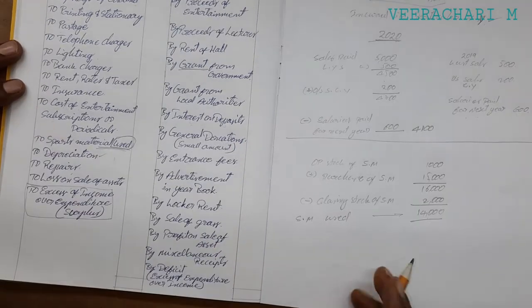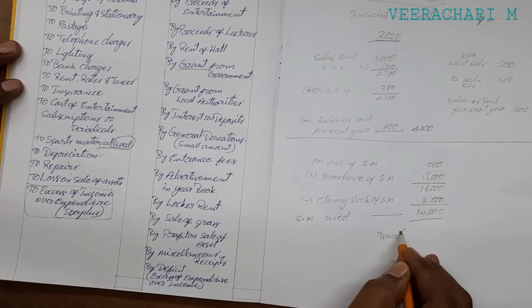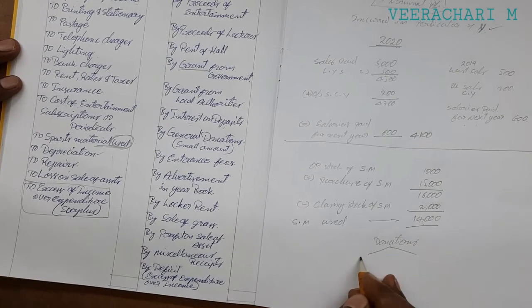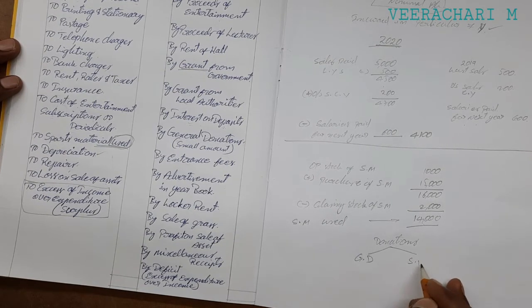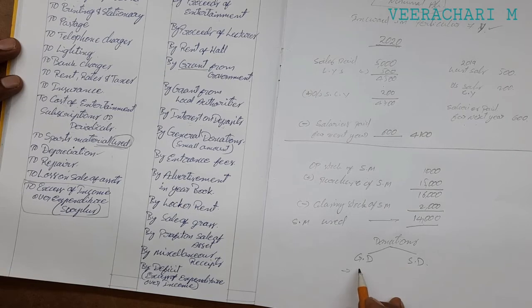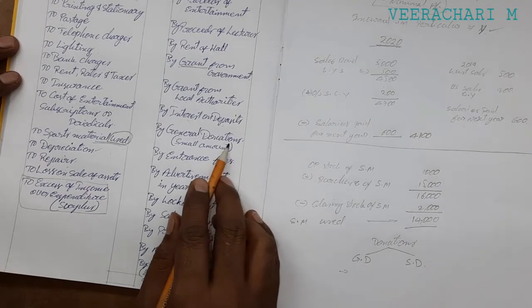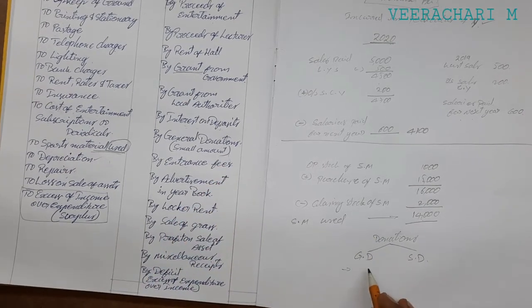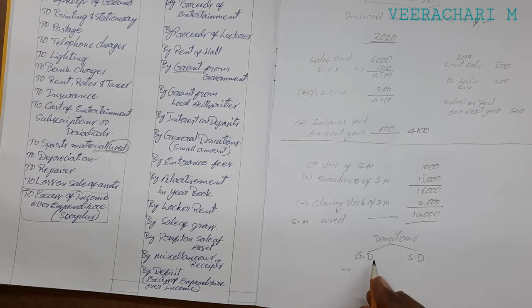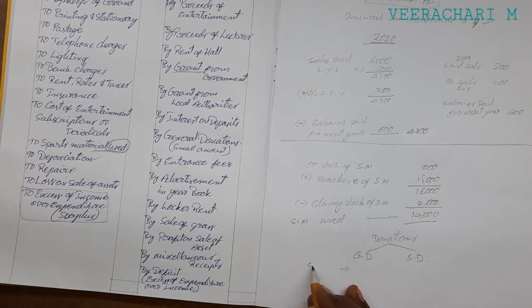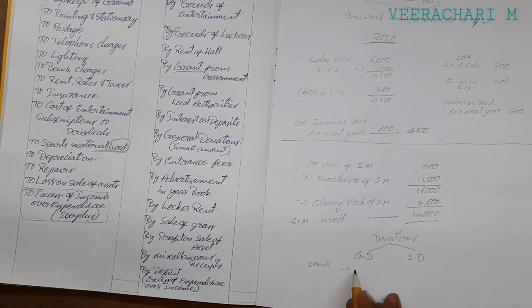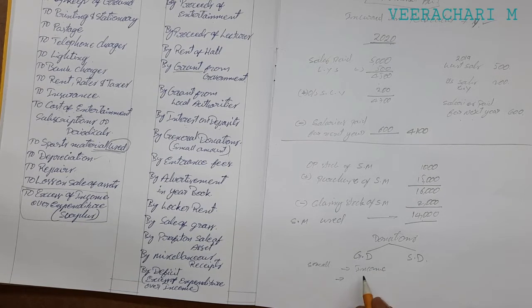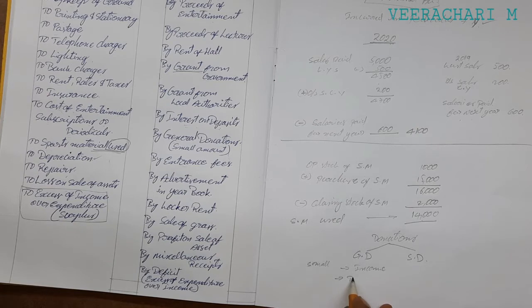Actually, donations are of two types, that is general donations and specific donations. General donations, if it is a small amount, we should write under the income side. And if there is a large, huge amount, then we should capitalize it, meaning it goes on the balance sheet liability side.